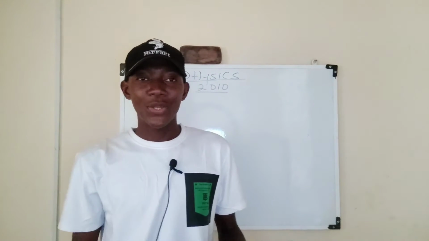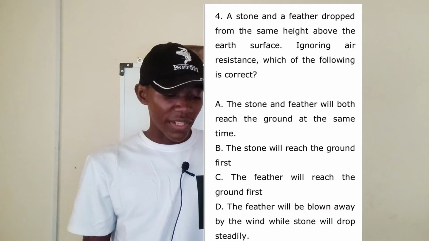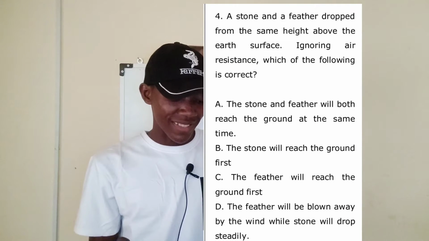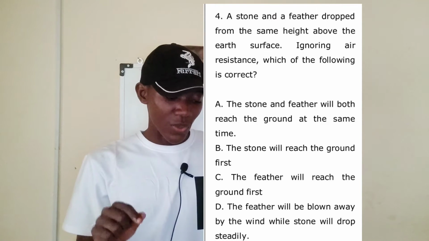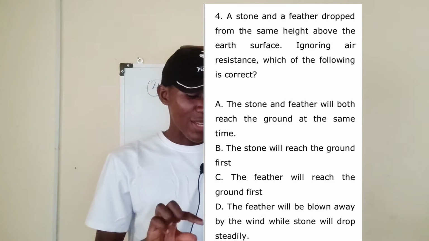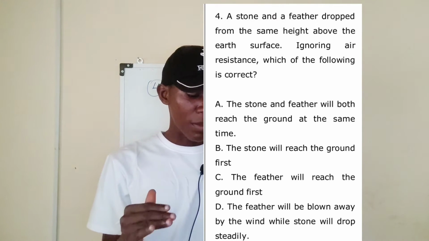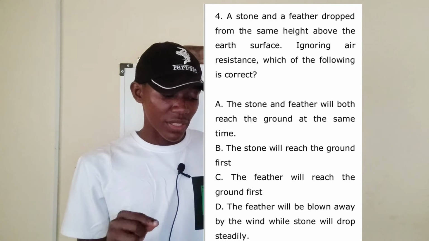So, okay, now let's look at question number 4. It says a stone and a feather are dropped from the same height above the earth's surface. Ignoring air resistance, which of the following is correct? Now I repeat the question again. A stone and a feather are dropped from the same height above the earth's surface. Ignoring air resistance, which of the following is correct?